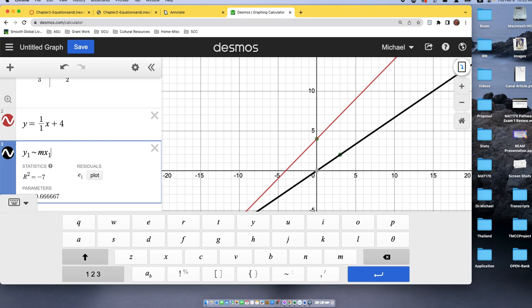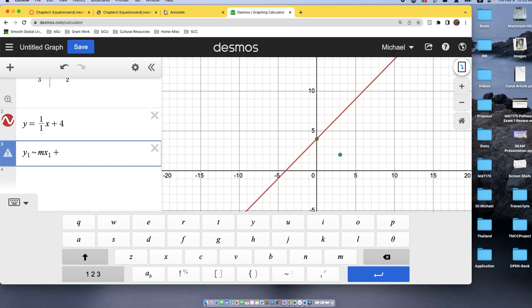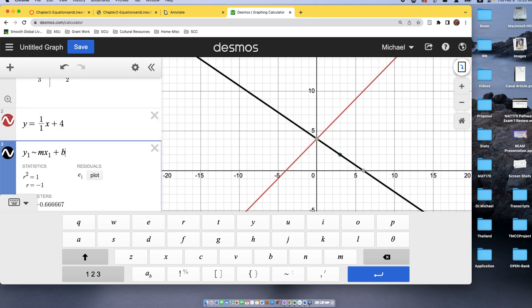But what else did we have? Right? We did this. We did y equals 1 over 1 x. We had to have the starting place, right? Well, we're going to just do a general plus B. Okay, we'll call that y equals mx plus b. How many of you have seen that before? Hopefully, yeah. It's a general equation of a line.